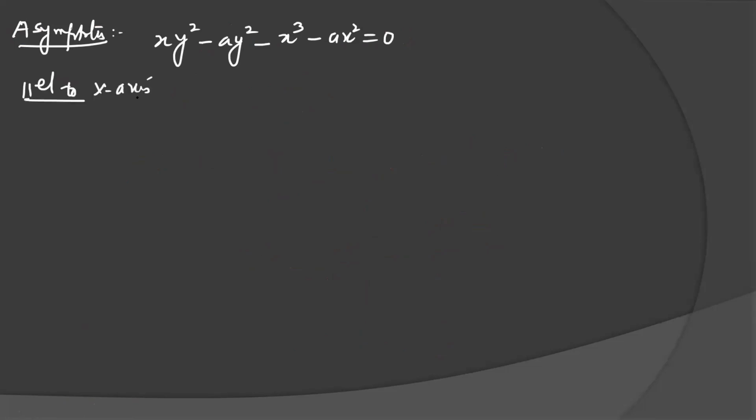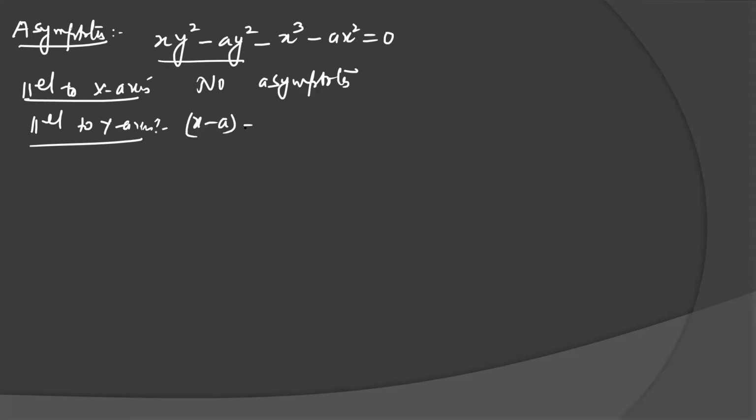Asymptotes. If you find asymptotes here, the curve is x y square minus a y square minus x cube minus a x square equal to 0. Parallel to the x-axis: the highest degree in x is cube and the coefficient is minus 1, not equal to 0, so no asymptote. Parallel to the y-axis: the highest degree in y is 2, so the coefficient is x minus a. Equal to 0, so x equal to a is the first asymptote, asymptote 1.